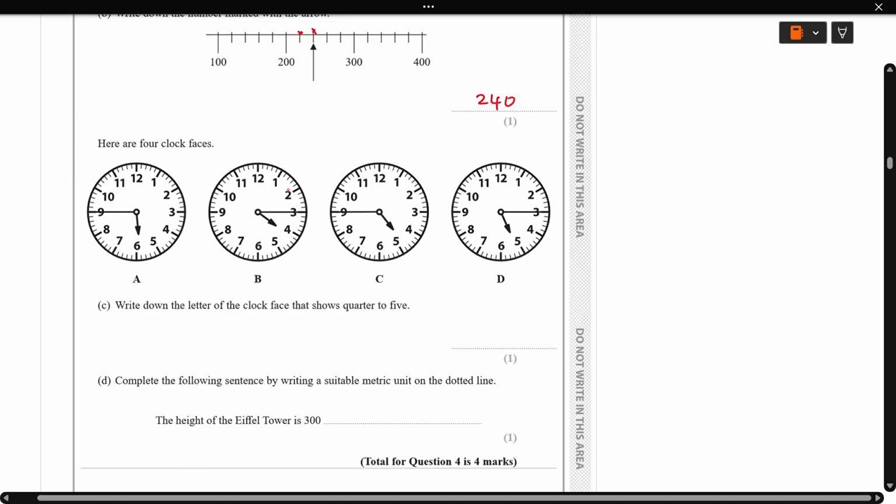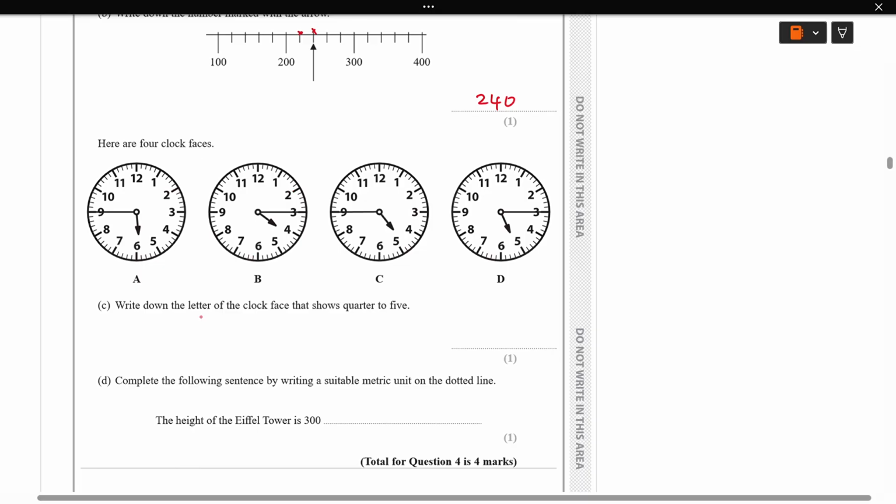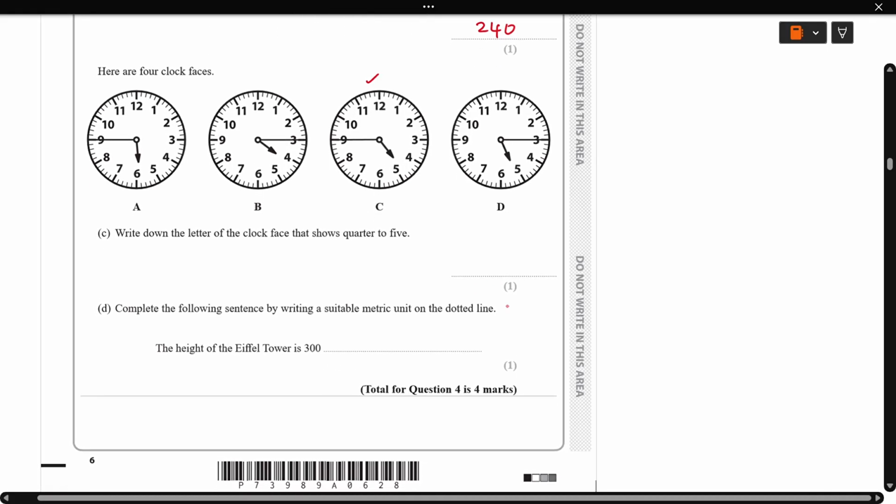And next, 4 clock faces are given. Write down the letter of the clock face that shows quarter to 5. This is quarter to 6. So quarter to 5 only. This is quarter to 5, so in 15 minutes it reaches 5. So the answer is C.